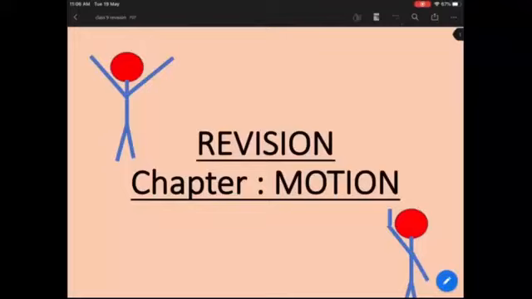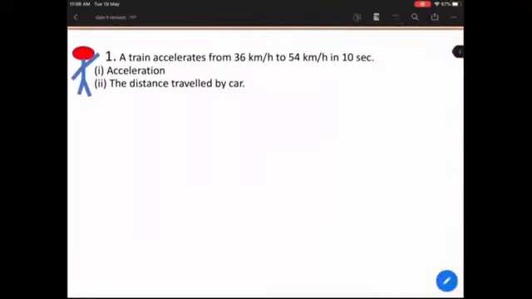Today we will be doing some important numericals, simple but important, and I want you to understand them very carefully. These will clear all your basic doubts in case you have any. Okay, so let's start with the first numerical.